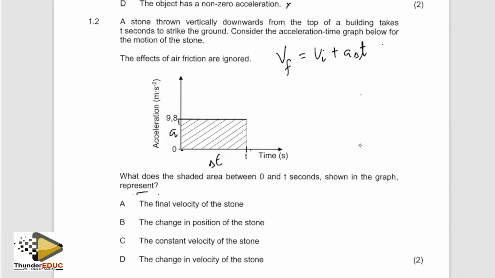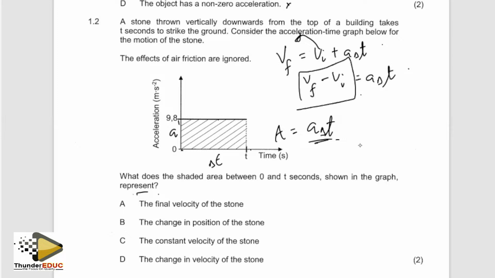The shape is a rectangle, which means the area is just a delta t. So if we move the Vi to that side, it's Vf minus Vi equal to a delta t. This component is what we call the change in velocity. Let's look at the options. Does the shaded area represent the final velocity? No. The change in position? Nope. The constant velocity of the stone? No. It is the change in velocity, which is option D.